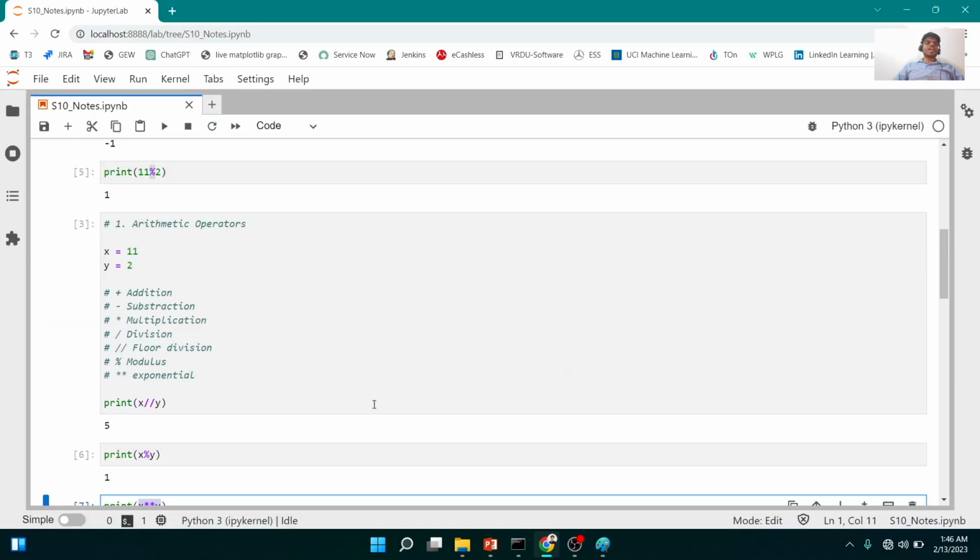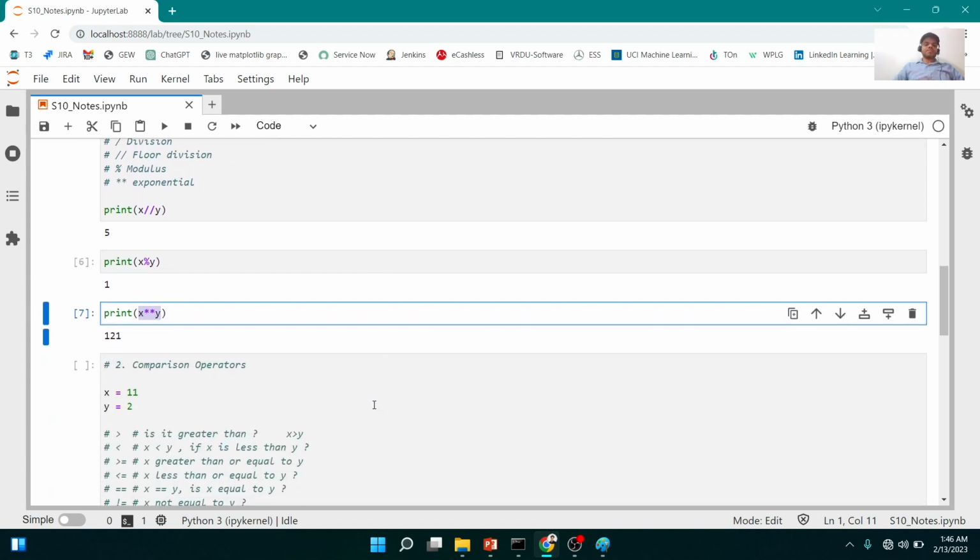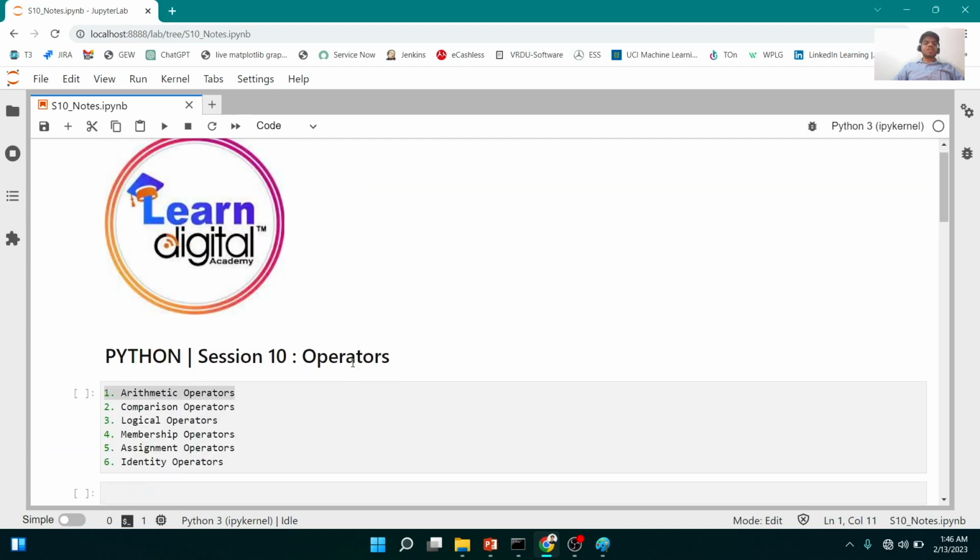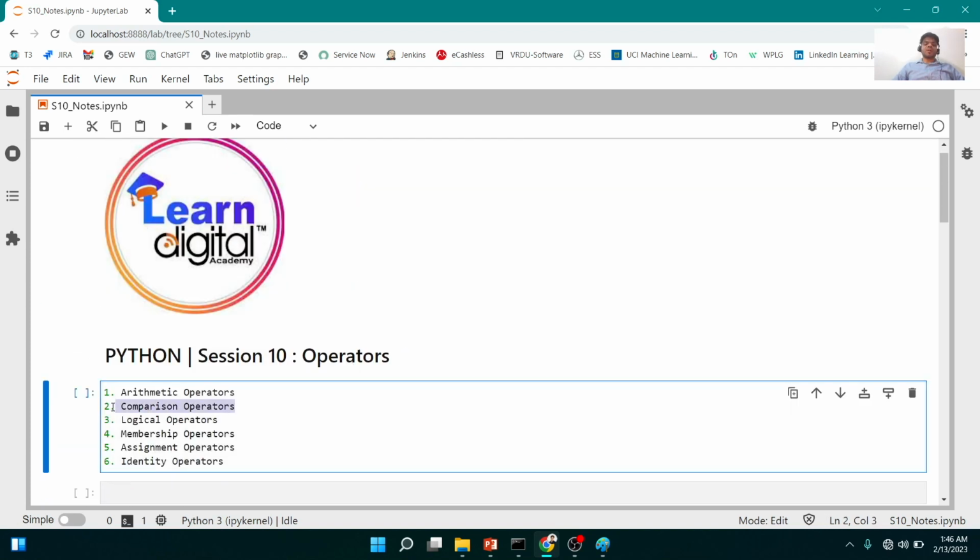Basically, arithmetic operators help you to do arithmetic computations or calculations on numeric kinds of data. But when it comes to other operators, let's move on to what a comparison operator is.